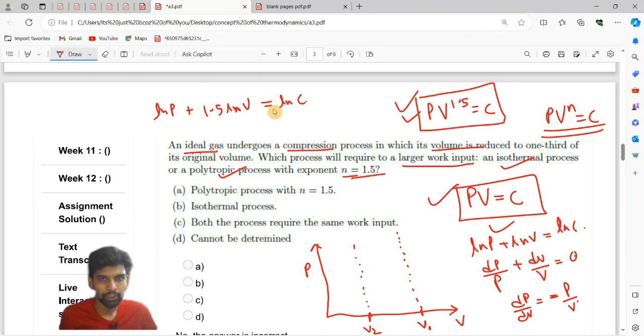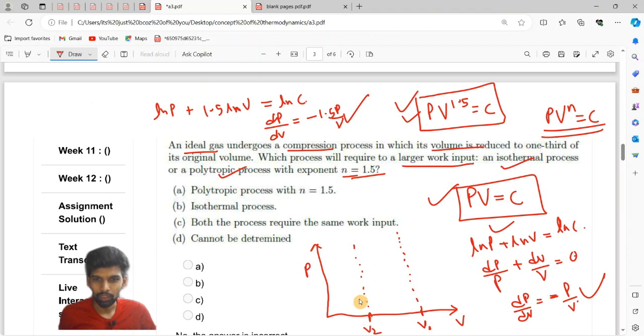Then I will differentiate this. What equation will I get? dP by dV is equal to minus 1.5 P by V. So from both the equations, we can see that the slope of the polytropic line on the PV plot is more than the slope of the isothermal line.